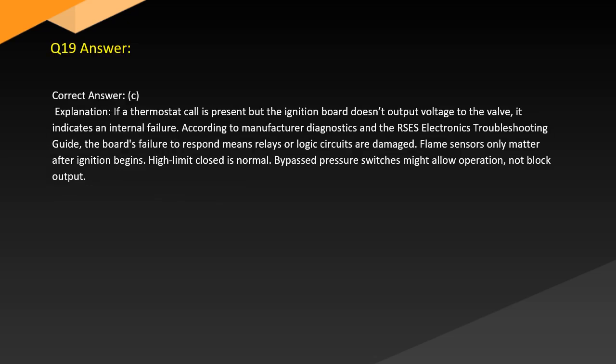Answer. Correct answer, C. Explanation. If the thermostat call is present but the ignition board doesn't output voltage to the valve, it indicates an internal failure. According to manufacturer diagnostics and the RSES electronics troubleshooting guide, the board's failure to respond means relays or logic circuits are damaged. Flame sensors only matter after ignition begins. High limit closed is normal. Bypassed pressure switches might allow operation without lockout.